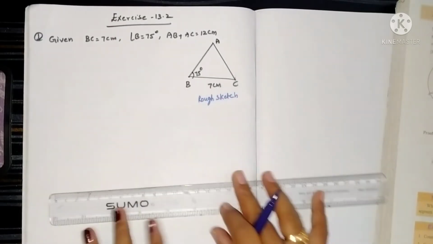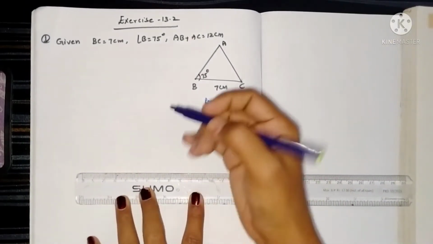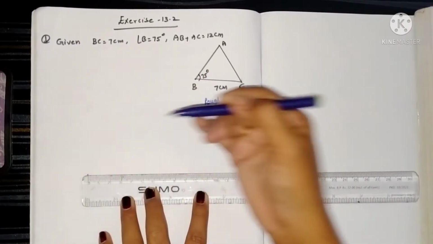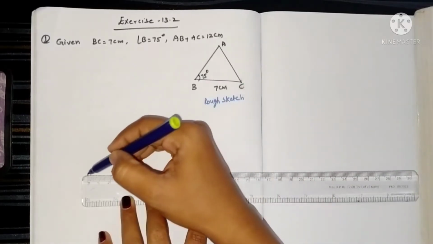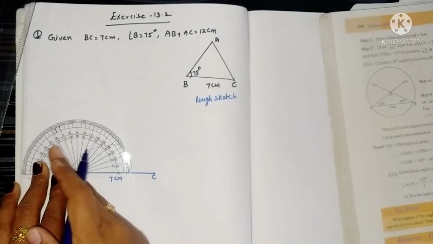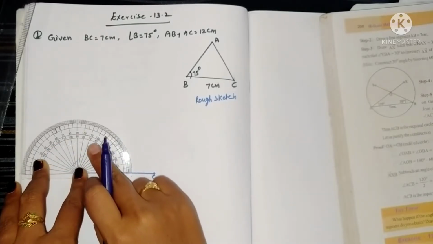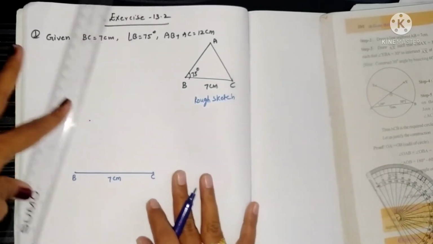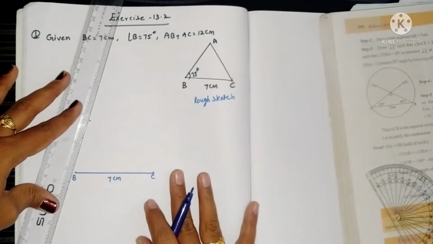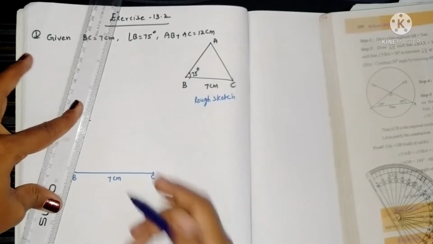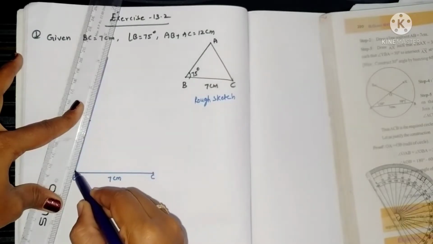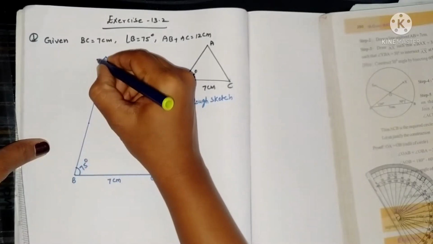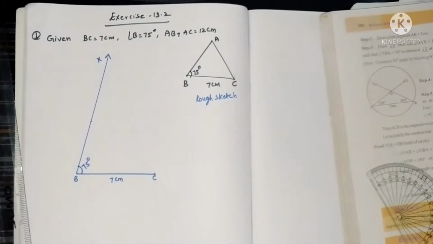So base is 7 centimeters. Put a point at 0 and a point at 7. Now we have to join these 2 points. Angle B is 75 degrees. So the angle is going from this side, between 70 and 80, that is 75. So draw a ray by joining this point and B. Write here 75 degrees and BX ray.